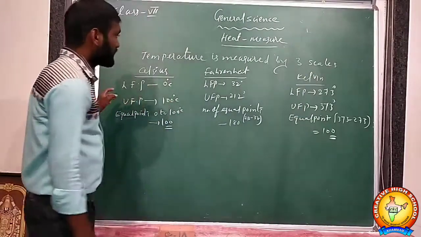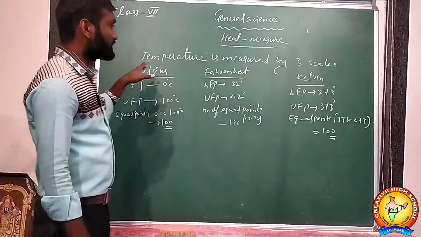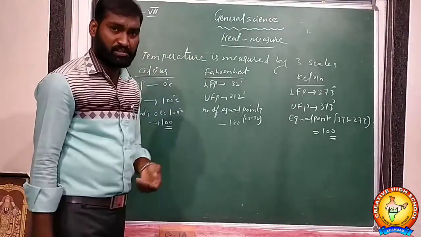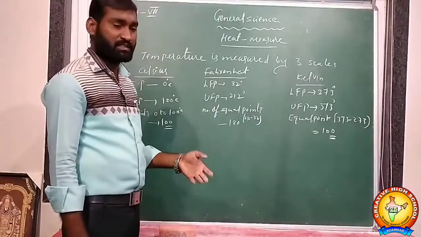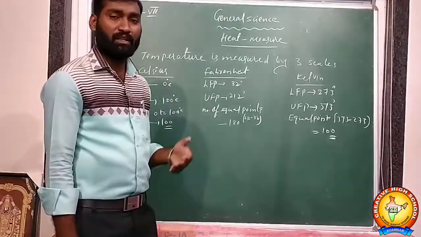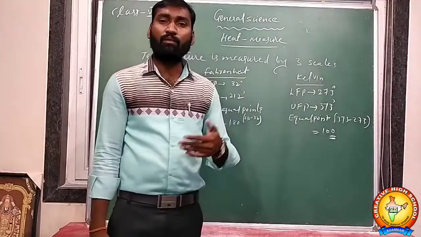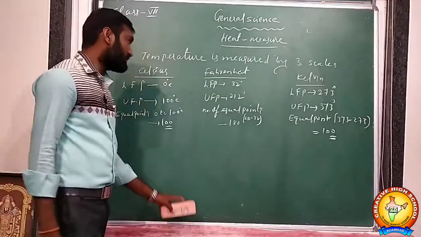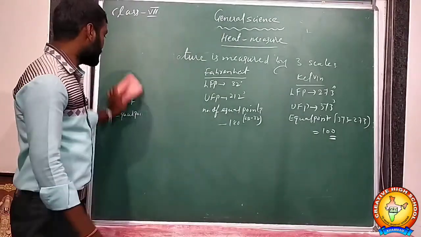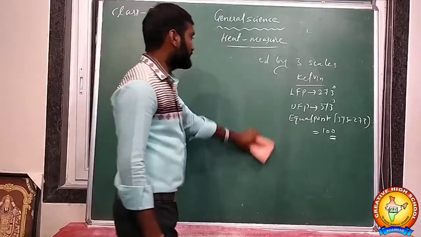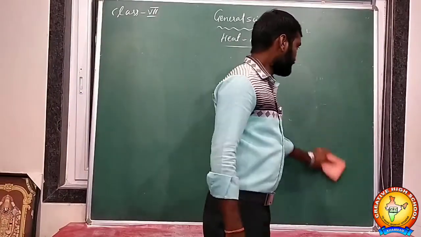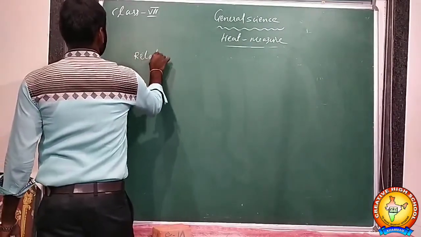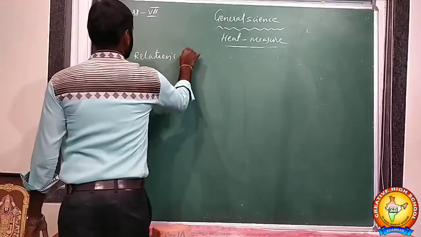So this is about the different scales we use for measuring temperature. What is the normal human body temperature on the Fahrenheit scale? I have given 98.6. What is the normal human body temperature on the Celsius scale? What is it on the Kelvin scale? How can you find that? What is the relation between the scales? The relation between the different scales.